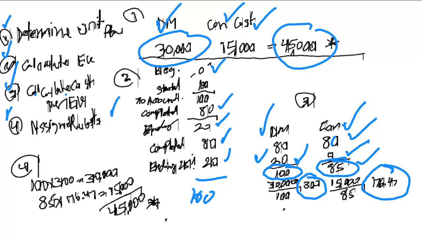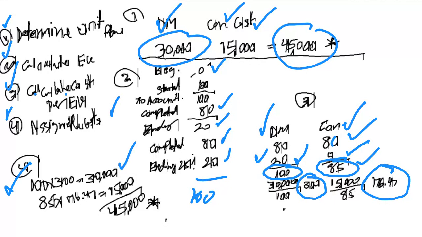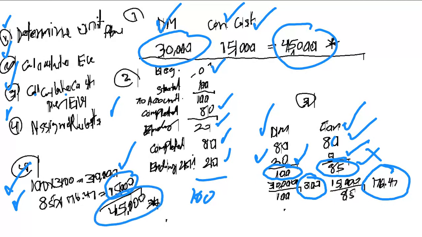So I use the 100 units completed times 300. I get my $30,000 cost, and I get 85. I take the 85, which comes from this part right here, in terms of conversion cost, multiply that by 176.47, I get $15,000. Right? So the total cost here is $45,000, equal to this $45,000 total cost.